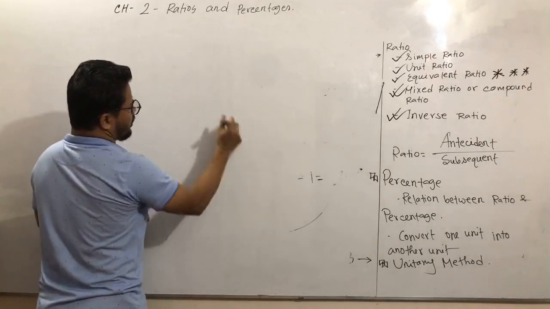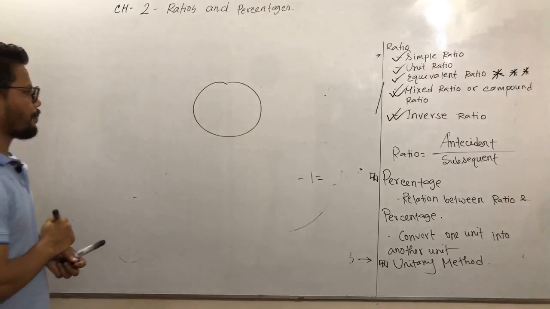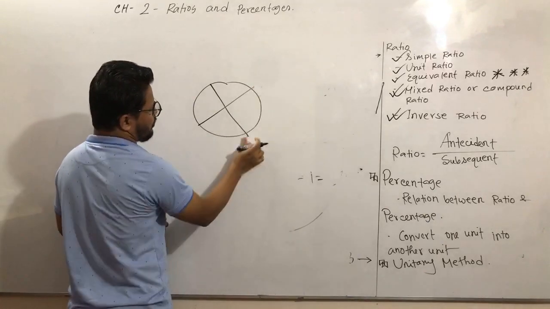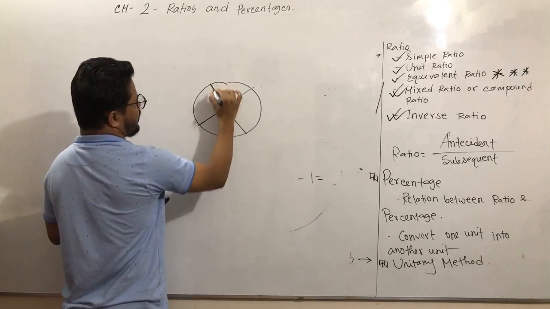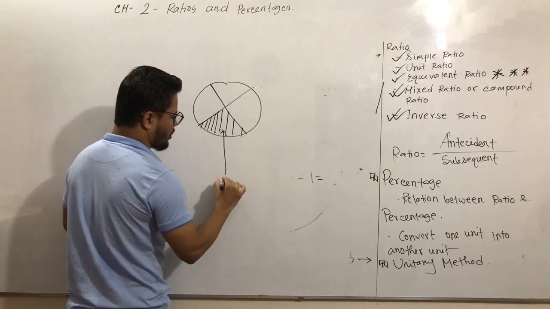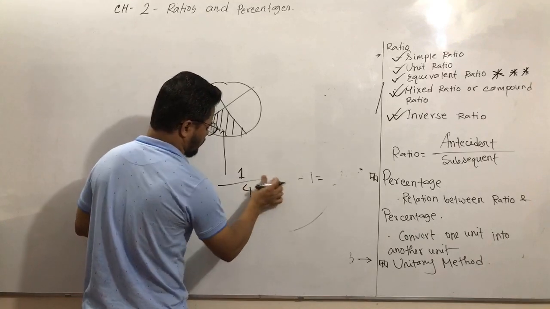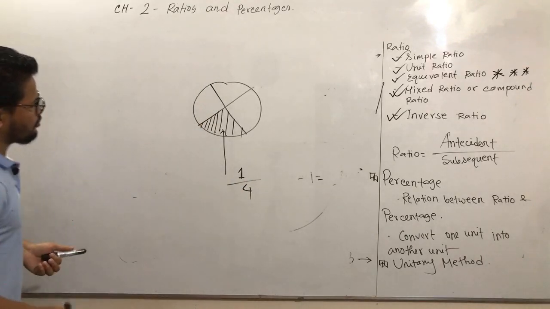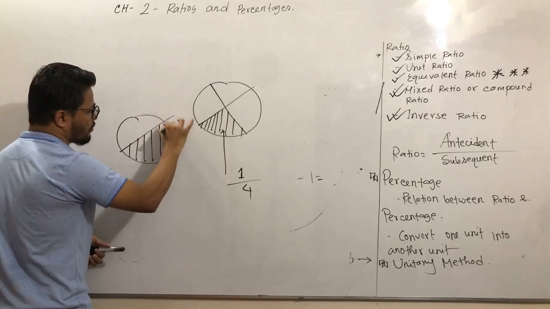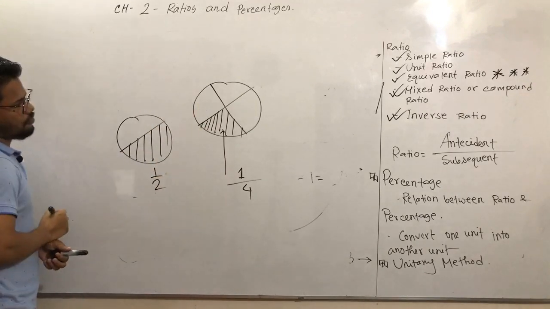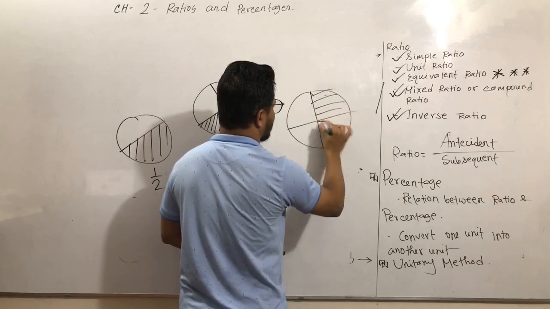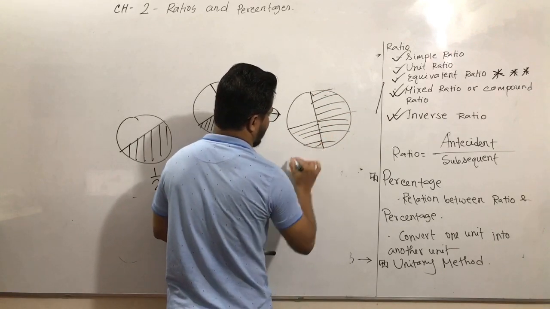Next one. All of you see here a circle. If we divide the circle into 4 equal parts, this dark shaded region indicates 1 out of 4. Out of 4, this is the 1. And if you see here in a circle, this is 1 by 2. And if you draw the same circle and find the shaded region here, this is 3 by 4.